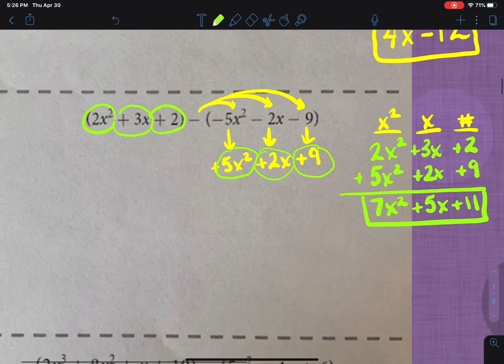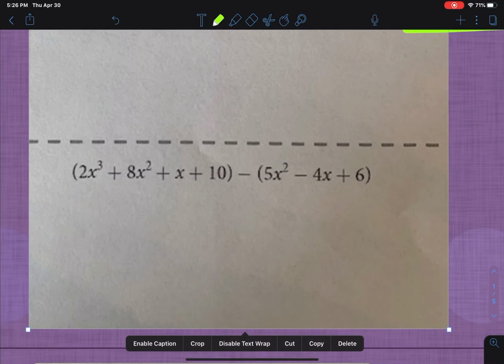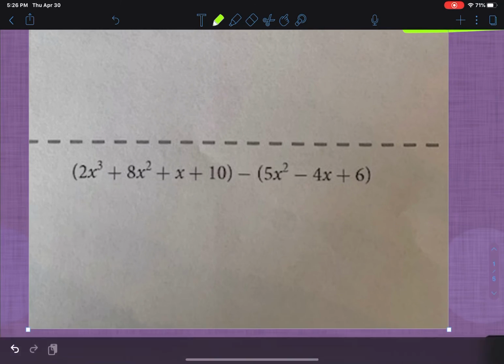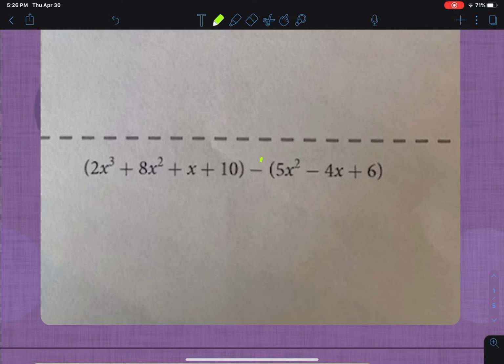Okay, let's try another one. So here's one that's even a little bit longer. But when we start, it starts the same way. Anything that is after the subtraction sign, I'm going to have to distribute my subtraction to. So remember, it changes signs. So this becomes negative 5x squared. This becomes plus 4x. And this becomes minus 6.